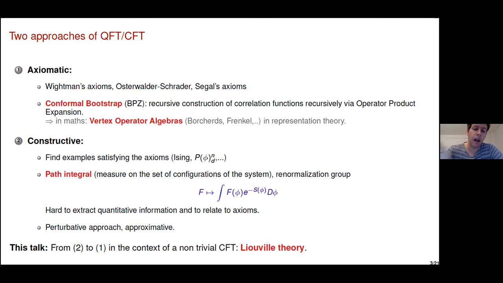And then I will explain what is the path integral construction of Liouville. And then I'll try to explain how you show that both are the same and what mathematics lie behind this identification. It's a non-obvious identification, as I hope you'll see.